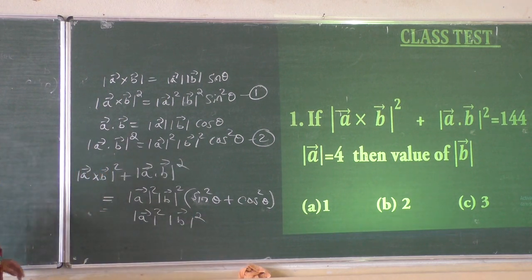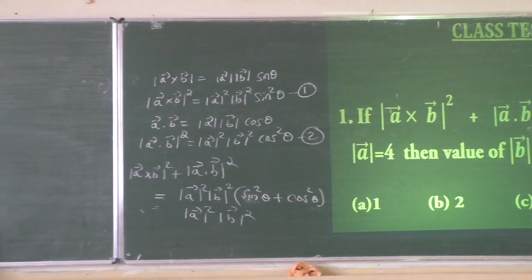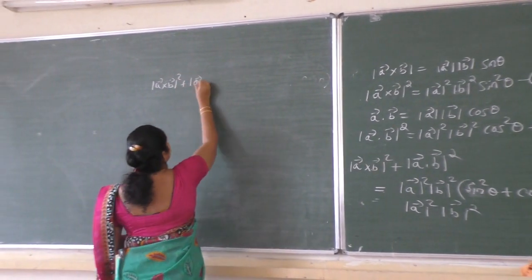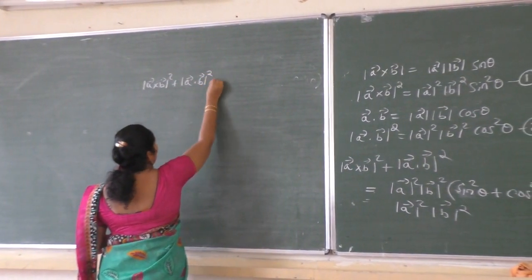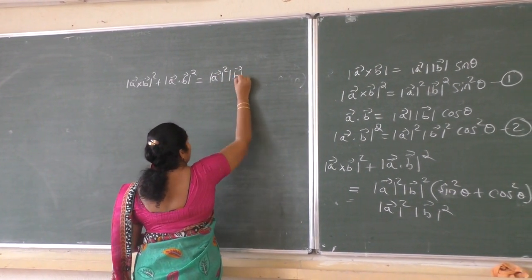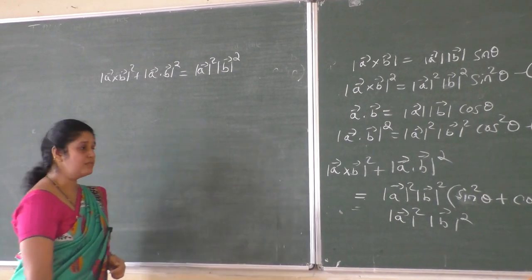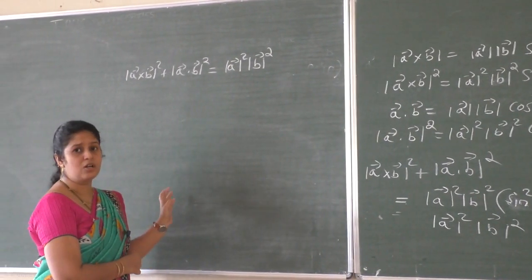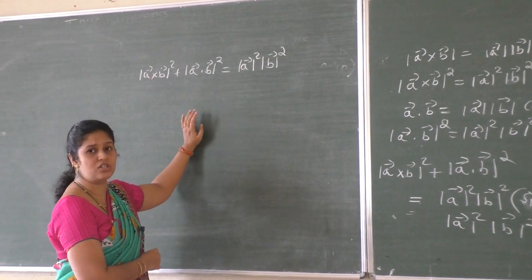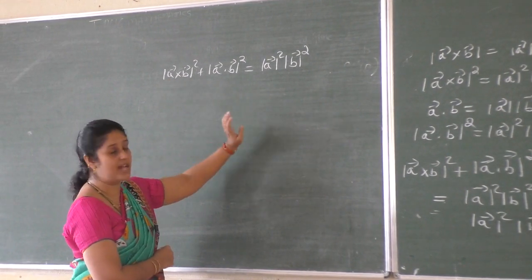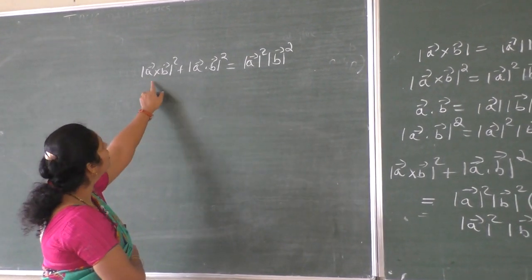Okay, therefore we will write one formula: magnitude of vector A cross vector B square plus magnitude of vector A dot vector B square is magnitude of A square, magnitude of B square. You can remember this, because most of the time, most of the years, in JEE or CET questions you can see this. Using this formula you can find the answer for such type of question.